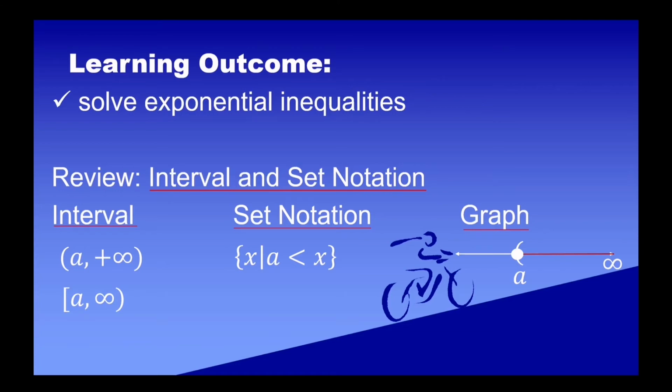For number 2 interval, we have a bracket a and the positive infinity. So, ang ibig sabihin niyan, for all x such that a is less than or equal to x. Okay, this time our a is included in the values of x. So, meron tayong less than or equal to.